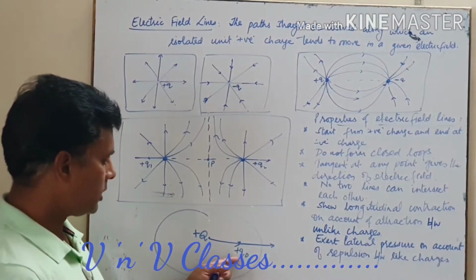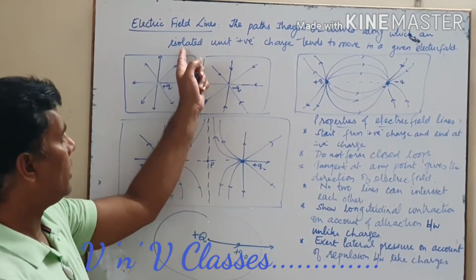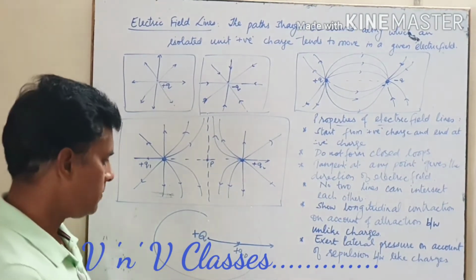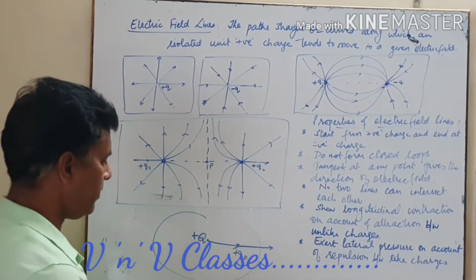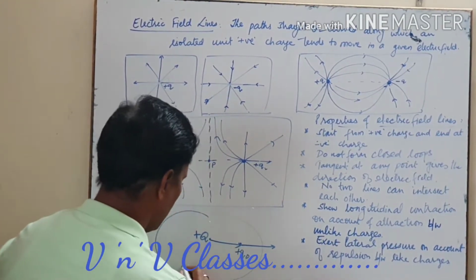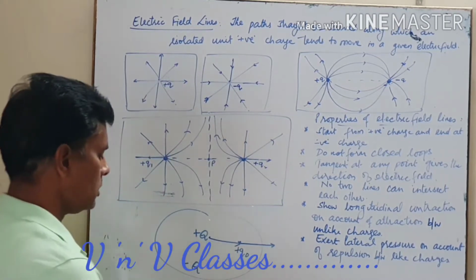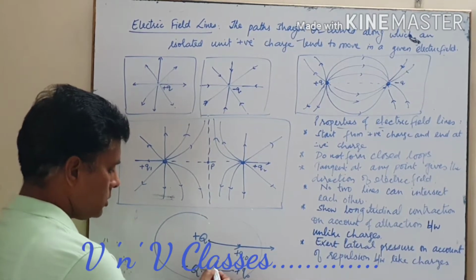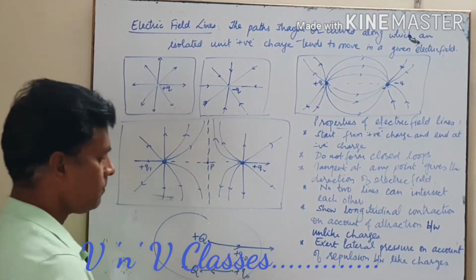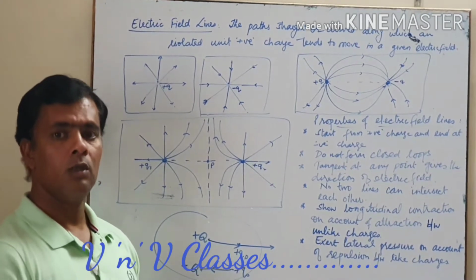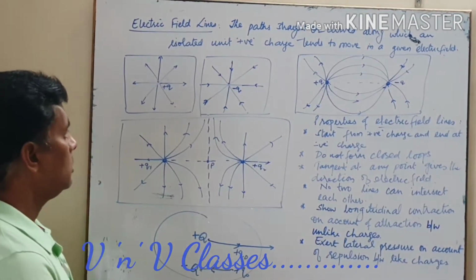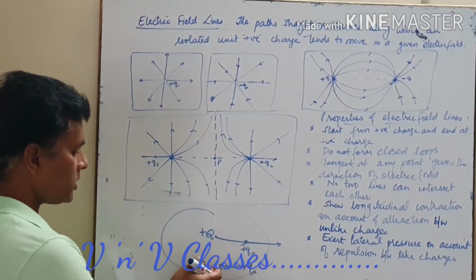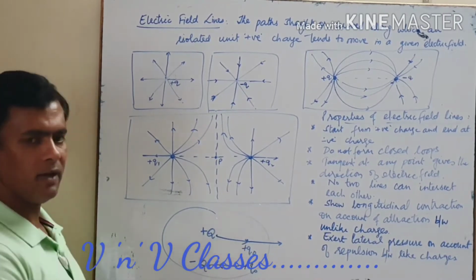Remember that the condition is that this charge should be an isolated, that is free to move, charge. It should not be a bound charge. Only then can we have the concept of electric field. Similarly, if we have a minus Q charge, then the presence of plus Q naught will have a pull towards the charge. This is the path along which the charge will tend to move, from the positive towards the negative charge, and this is an electric field line.